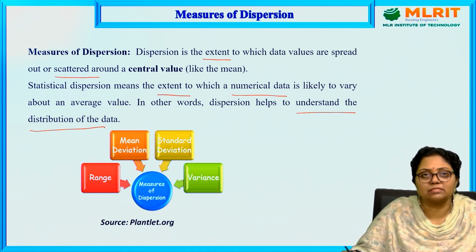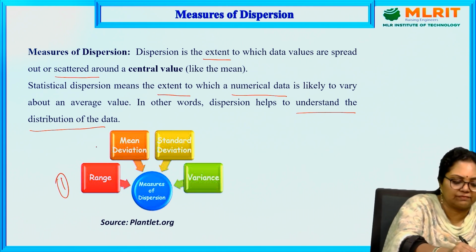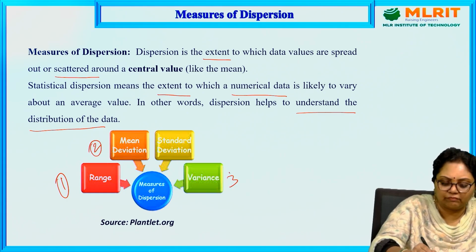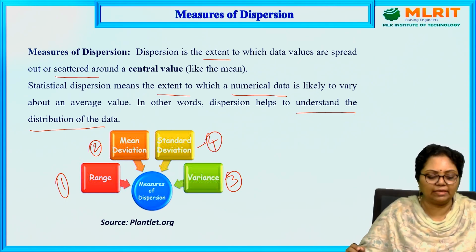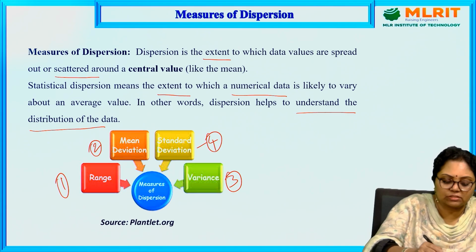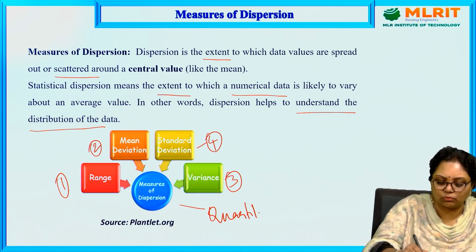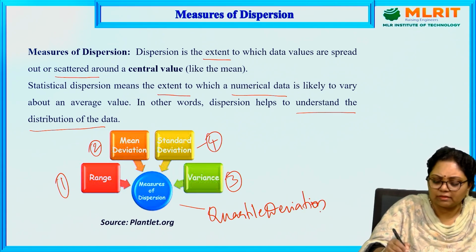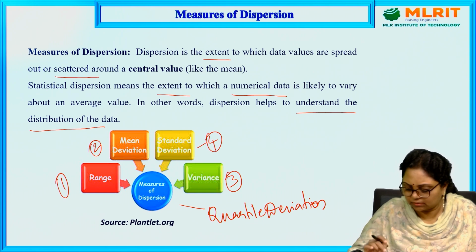In these measures of dispersion, the first one is range, the second one is mean deviation, the third one is variance, the fourth one is standard deviation, and the fifth one is quartile deviation, which we are missing here in the picture. So, these are the five things which we are going to discuss in this present session.